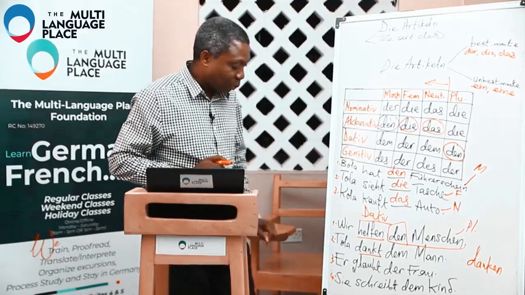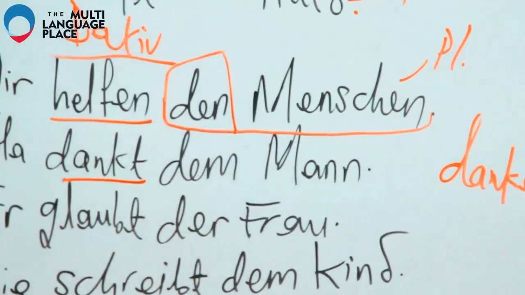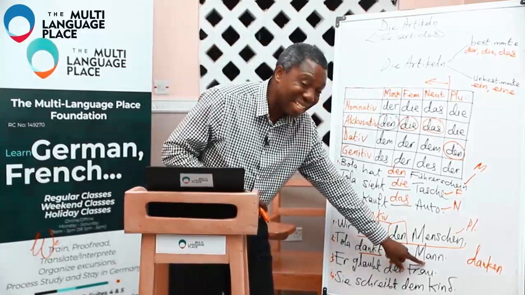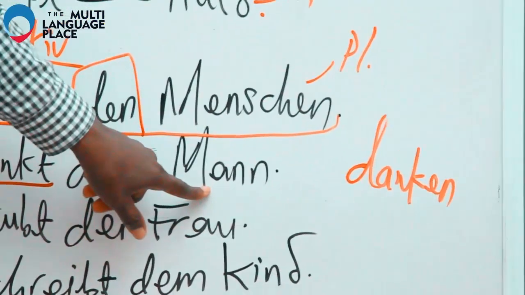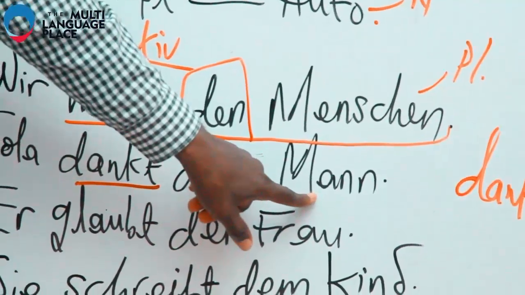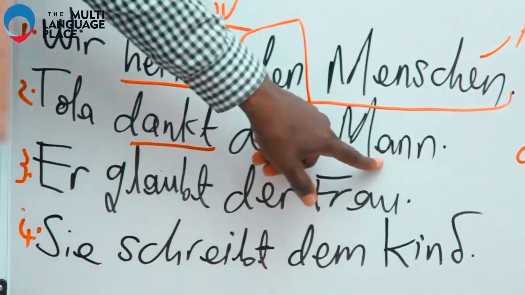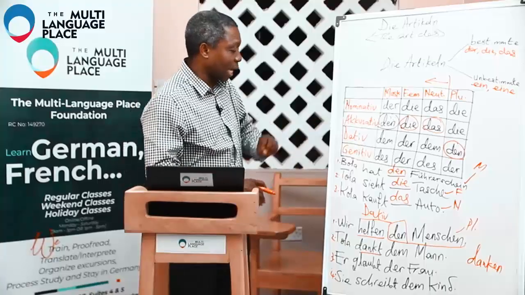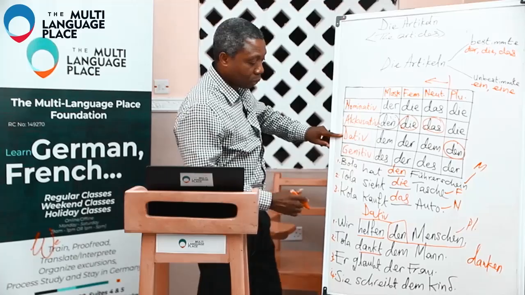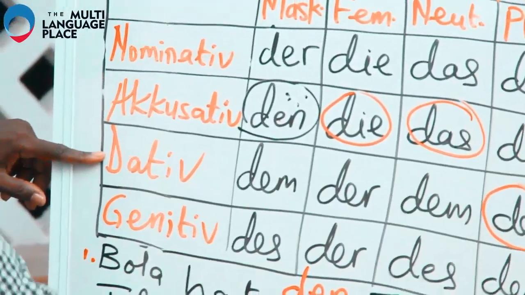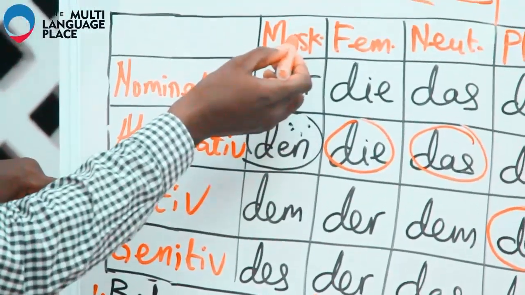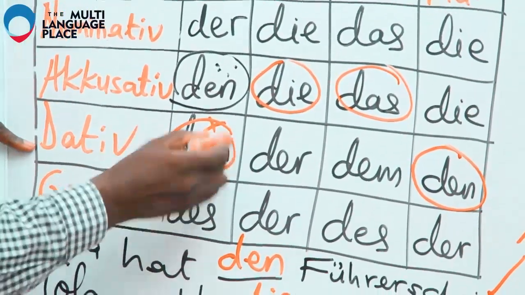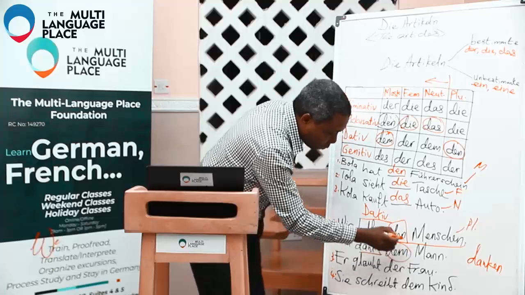dative. Then the next thing, the noun that is here, is it masculine? Is it feminine? Is it neuter? Is it singular? Is it plural? This one is masculine. This one is singular. Then let's check singular noun, masculine noun, and we check the dative case on our table. So we have dative, and we're looking for noun that is singular, noun that is masculine. So noun masculine, dative. The thing is intersecting here. So we have dem, exactly what we have here, dem Mann.